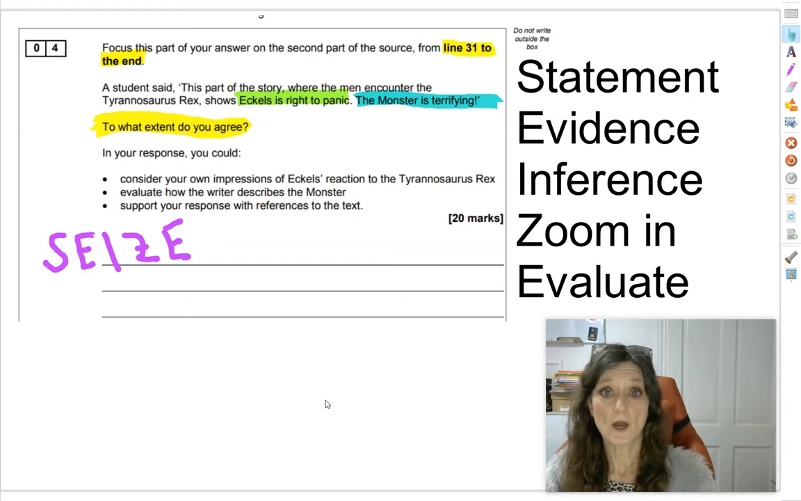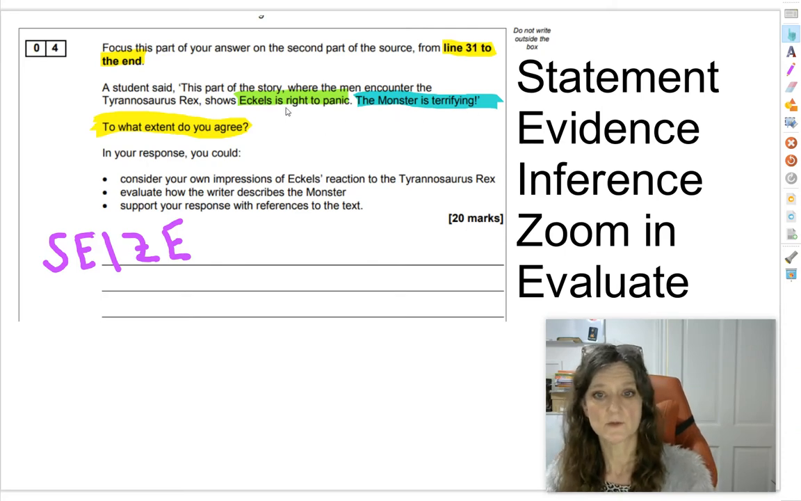And about half an hour ago, I taught this lesson live to my own class of Year 11 students, my main Year 11 group. And I asked them in the chat box to do a vote for me which part of the statement they thought was the most tricky, the most difficult bit of the statement. And actually it was about half and half. About half of them thought that it's easier to argue that the monster is terrifying, and the other half of them thought it was easy to answer the part of the question, Eccles is right to panic.